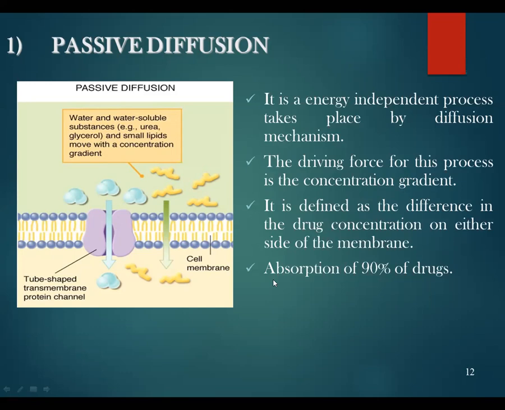Most of the drug molecules follow this mechanism, that is passive diffusion, which is an energy independent process where ATP molecules are not involved, and the driving force is the concentration gradient. This concentration gradient is the difference between the concentration of the drug on either side of the plasma membrane.